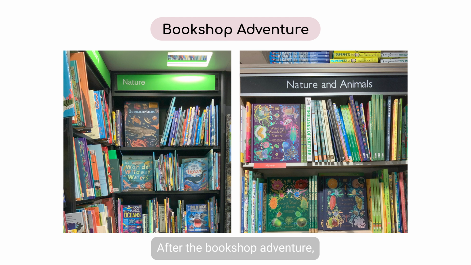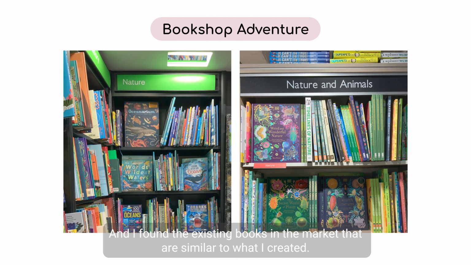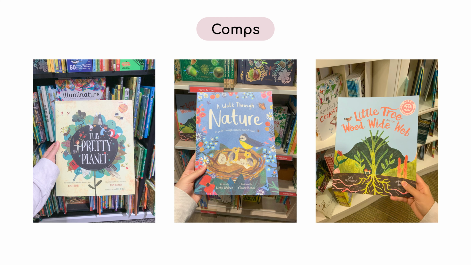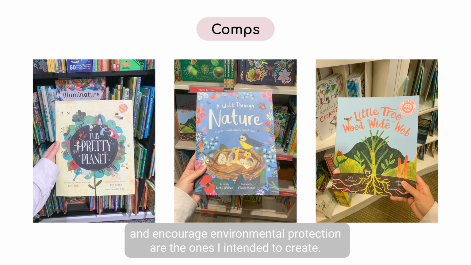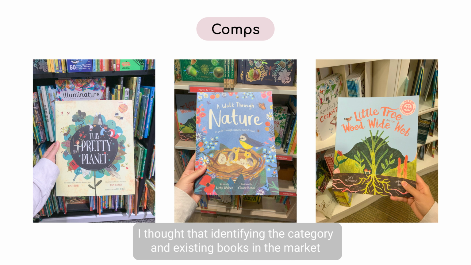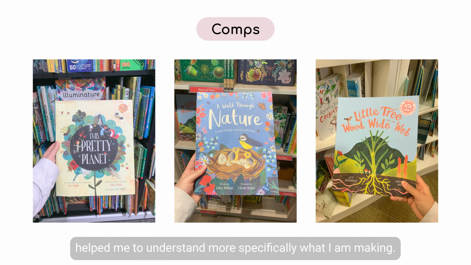After the bookshop adventure, I found my books located in the nature and animals nonfiction category. I also found existing books in the market that are similar to what I created: books that showcase the beauty of nature and encourage environmental protection are the ones I intended to create. I thought that identifying the category and the existing books in the market helped me to understand more specifically what I am making. The specified genre will help me to shape my future work.